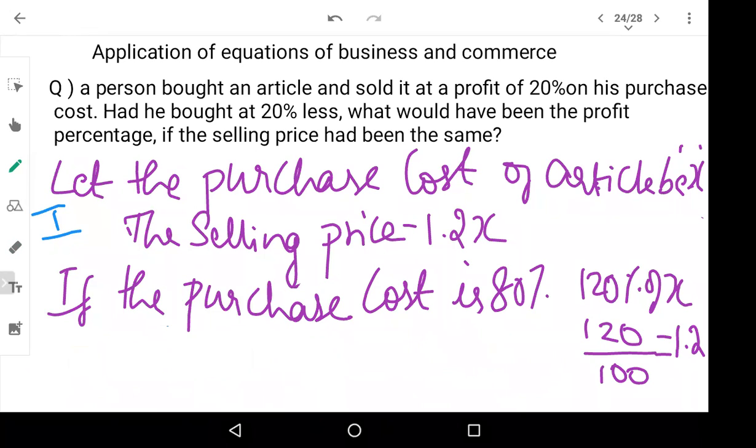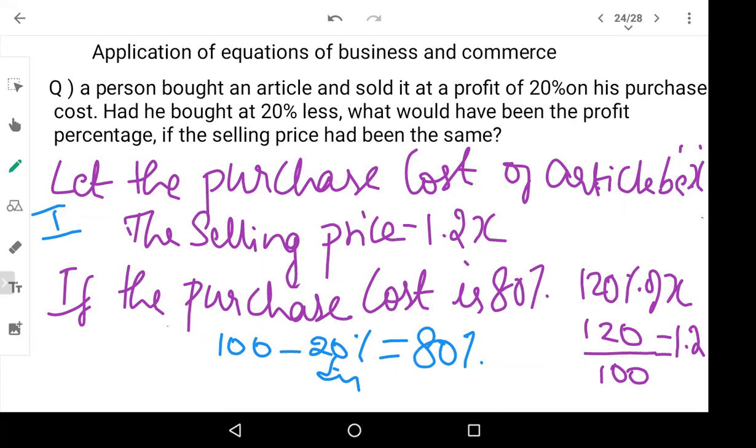I did not pay 100% value. The shopkeeper gave me 20% discount. So how much did I pay? I paid only 80% of the cost. So that is the purchase cost here.